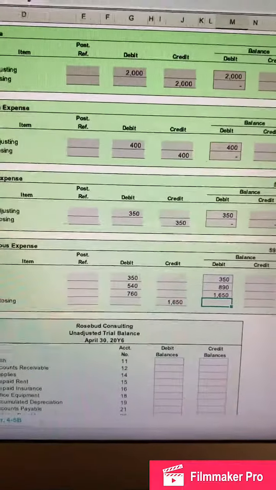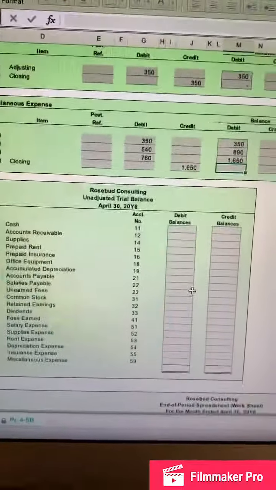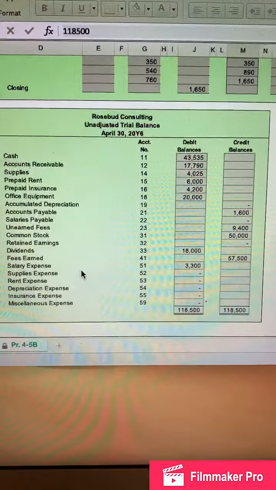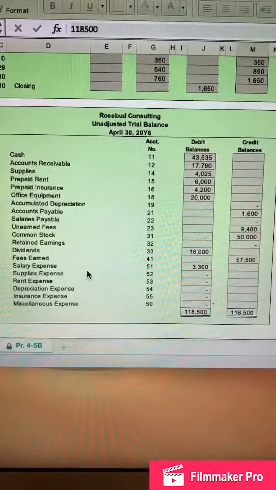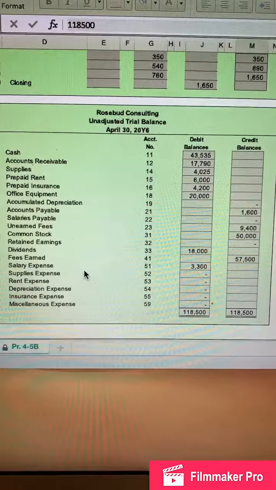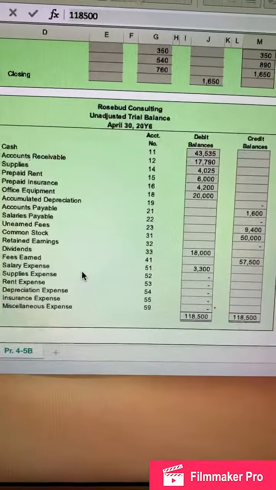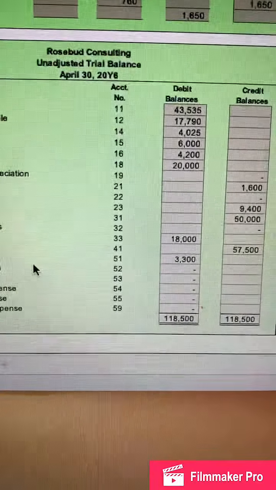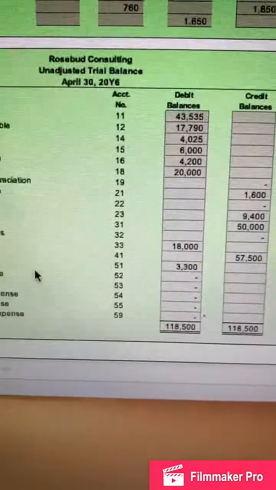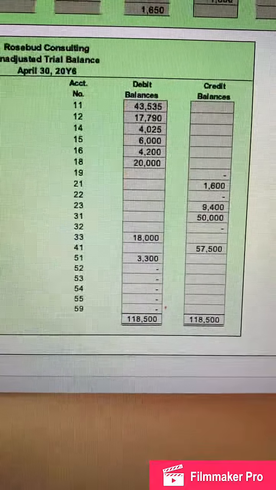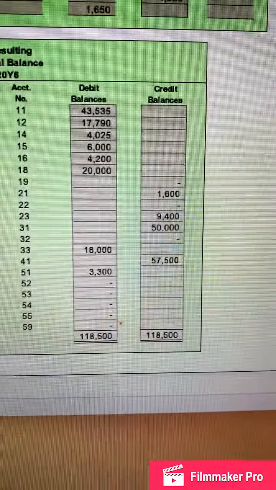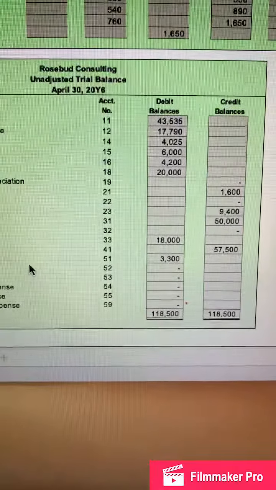Next, I'll do an unadjusted trial balance right down here, okay? So here's the unadjusted trial balance. I went through all these accounts, from cash all the way down to salary expenses, and I put those totals in, and all of those totals came from the general ledger. So those are my balances. Keep in mind, I haven't done my adjustments yet, so those adjustments will be next. So 118,500 equals 118,500 down here at the bottom. So this is the unadjusted trial balance.